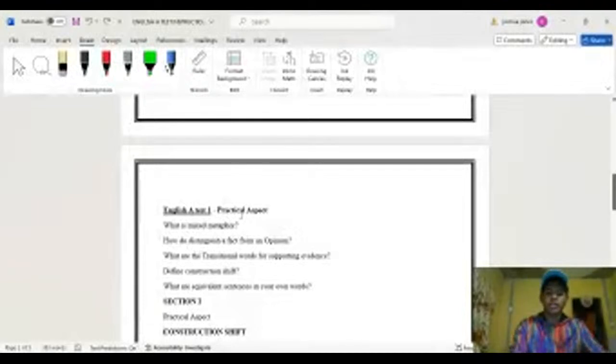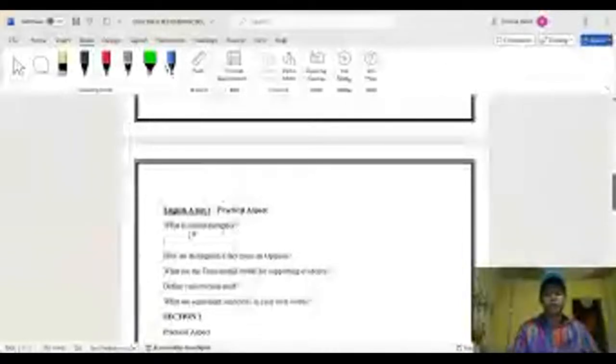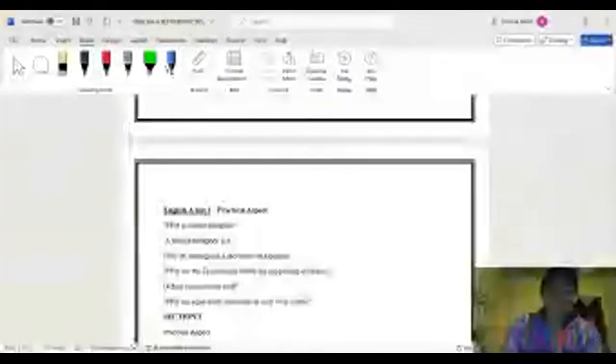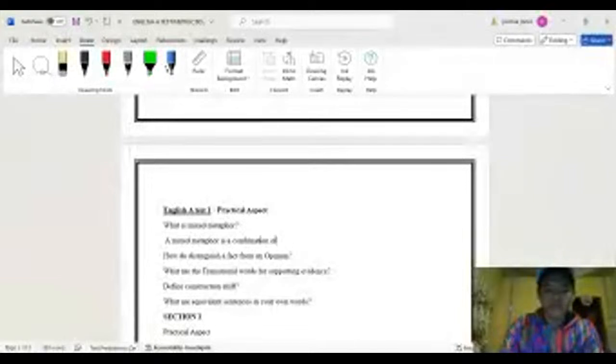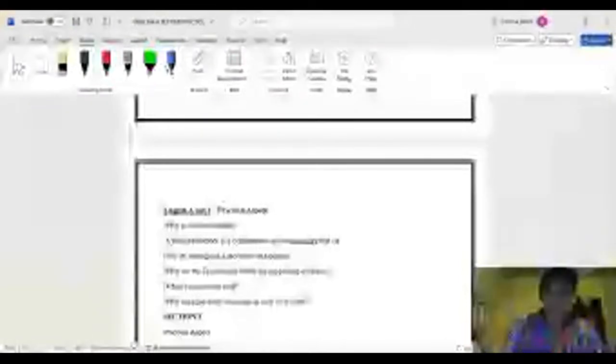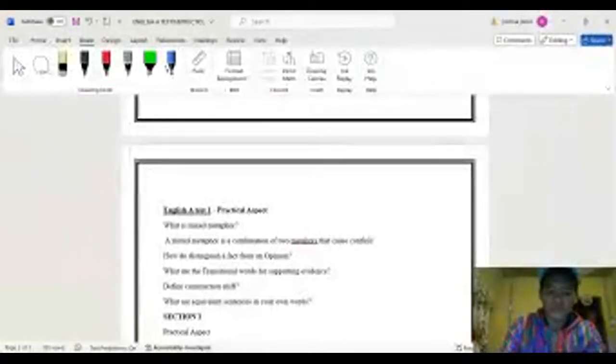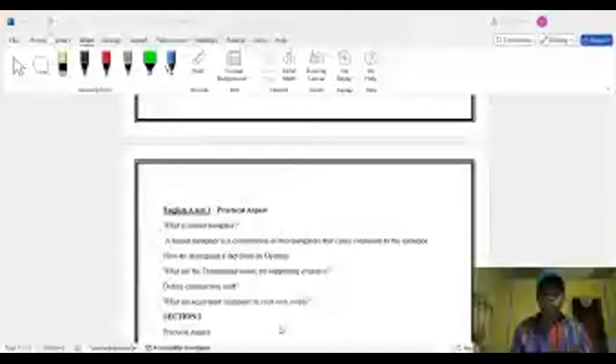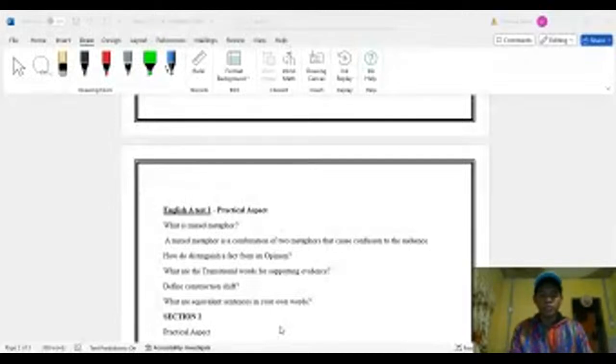For those of you who don't understand what a mixed metaphor is, let me type it here. A mixed metaphor is a combination of two metaphors that cause confusion. A mixed metaphor is a combination of two metaphors that do not go hand in hand. So a mixed metaphor can be defined as a combination of two metaphors that causes confusion to the audience.